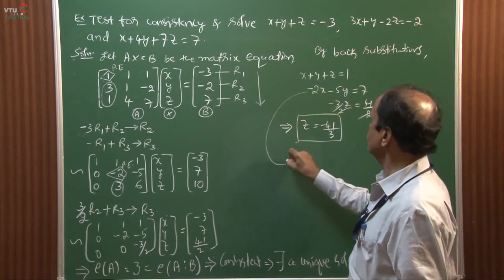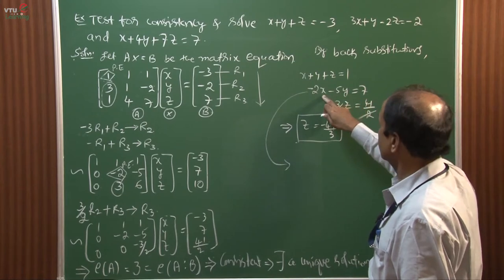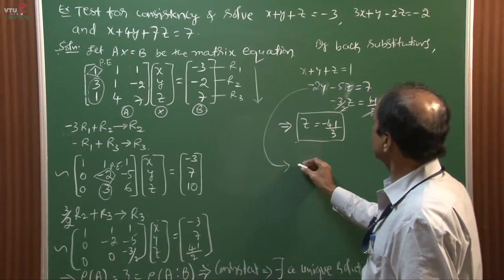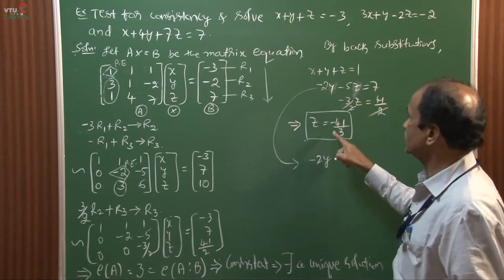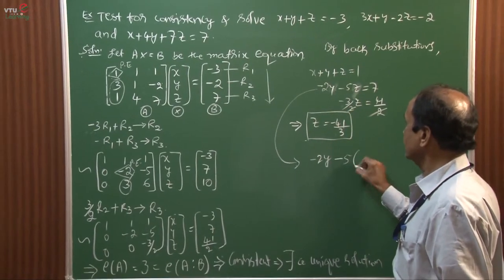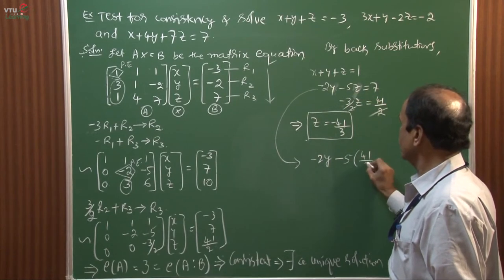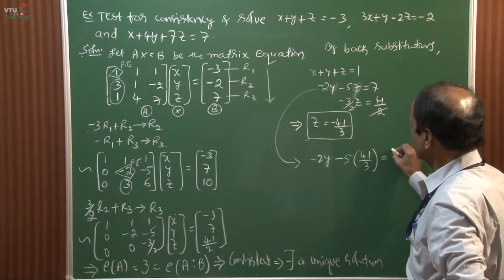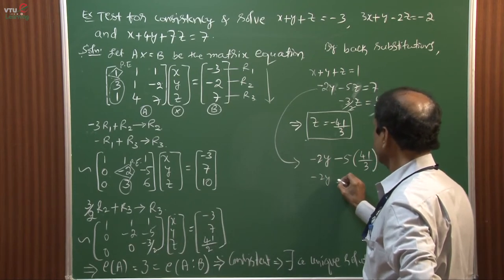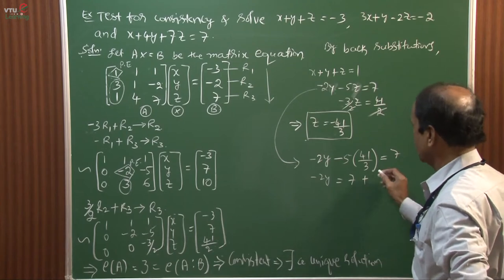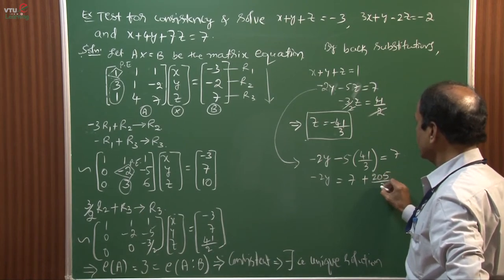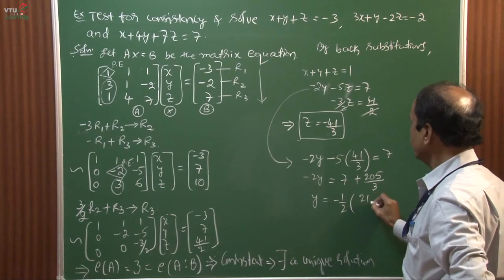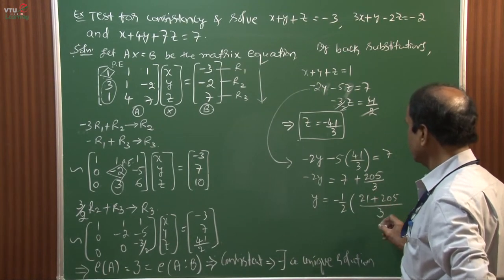Then by this equation, minus 2y and z. That is minus 2y, and in place of z, you have to substitute this much, minus 5 into 41 by 3. 41 by 3, that's the value of z, and that is equal to 7. Therefore, minus 2y is equal to 7 minus, that becomes plus sign, 5 and 20, that is divided by 3. Therefore, y is equal to minus 1 by 2, 21 plus 205 and divided by 3.